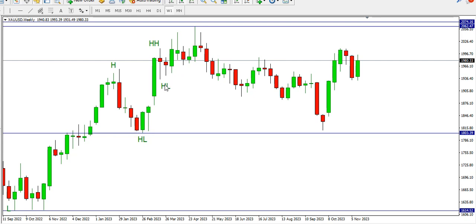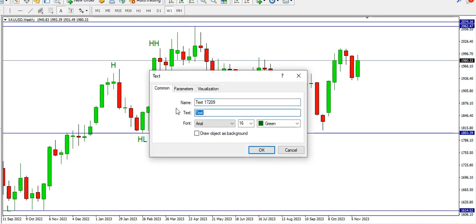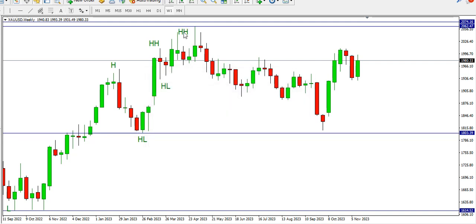With a higher low, then this higher high, but this is not a higher low until here. We have another higher high. We have a higher high positioned at the top around here.